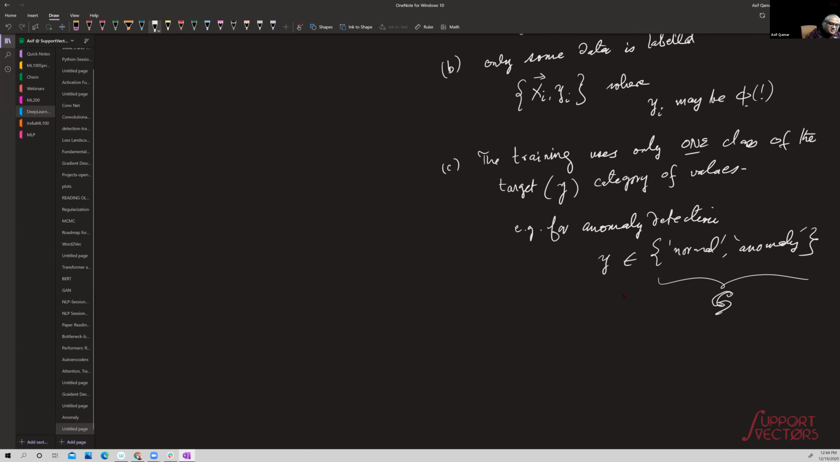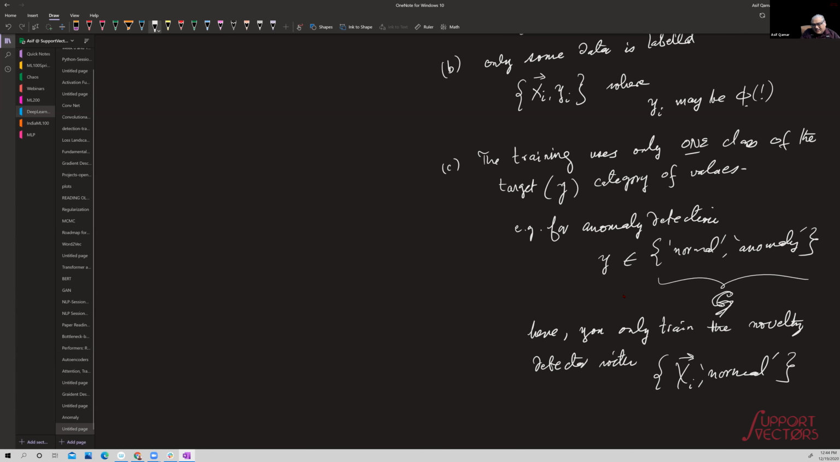This is usually represented with a G. This is your set of possible values. But what you do in here is you only train the novelty detector with normal, the set of such data where this condition is fulfilled, right? That is equivalent to saying xi, yi, the set of all training data where yi is equal to normal. It has only specifically this value. So are we getting a sense, guys?